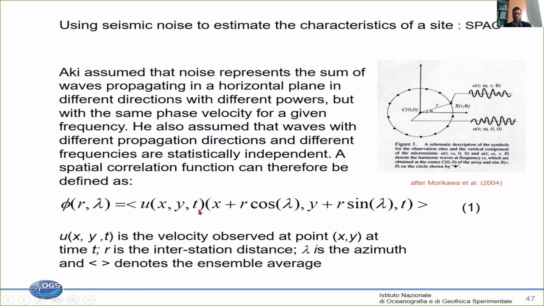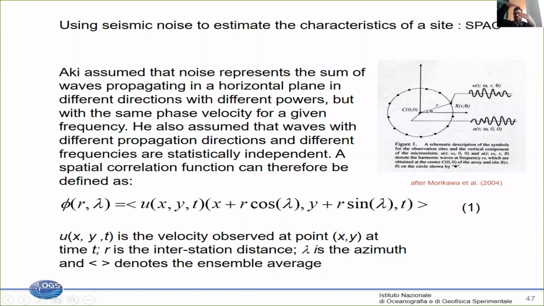And this correlation, of course, is depending on the propagation of the waves between, let's say, this array of stations. And he was just calculating this for all the possible windows of signal.